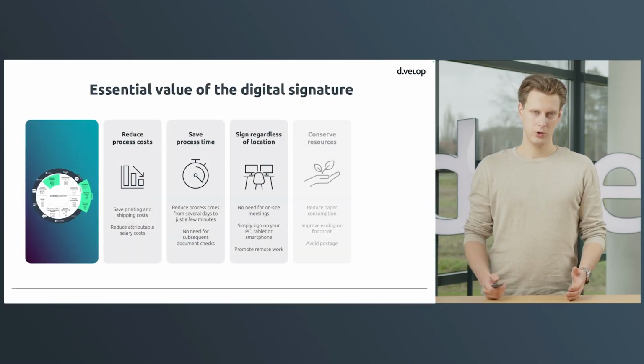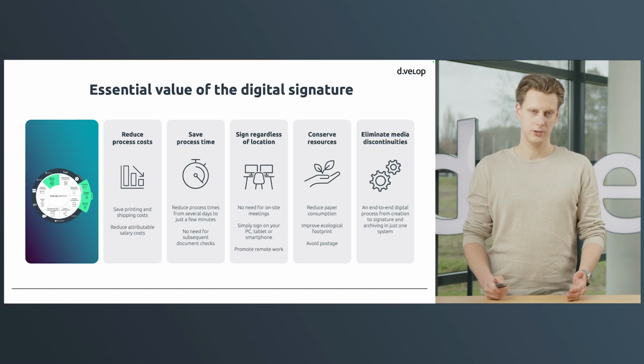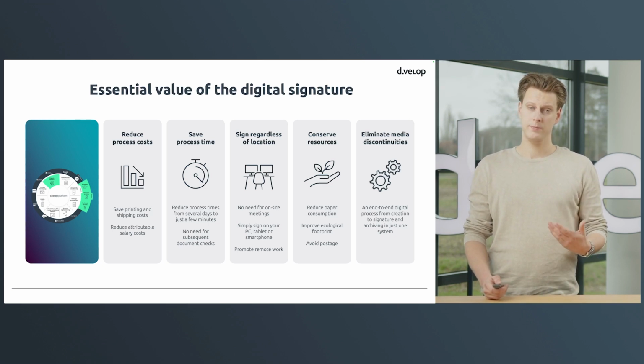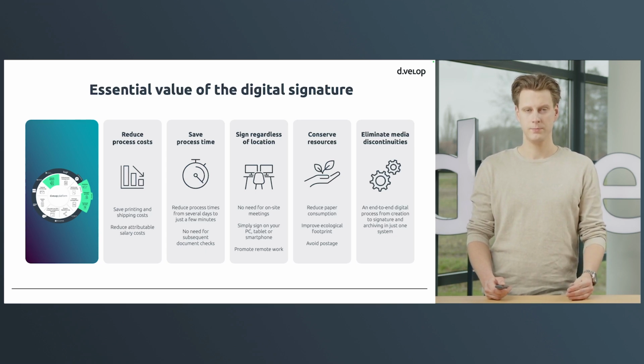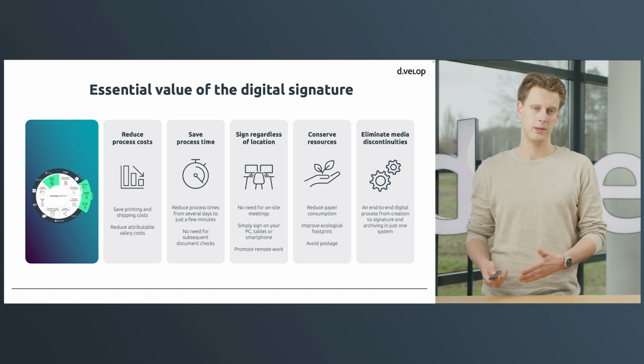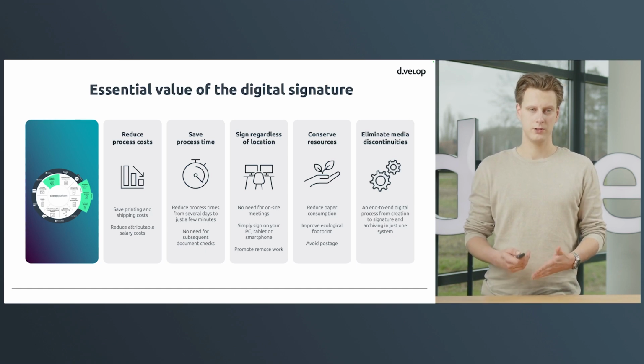Digital signatures cut process costs: paper, printing, shipping, and employee salaries. With a digital signature, you save on process costs by cutting down on paper, printing, and shipping costs, as well as the attributable salary costs of employees. You can speed up the signature processes from over 10 days to under 2 minutes by saving these process steps and also eliminating waiting times. You can sign documents from anywhere and on any device. This means you create a certain independence from location. Even in times of remote work, this benefits the current trend. And you are simply more flexible.